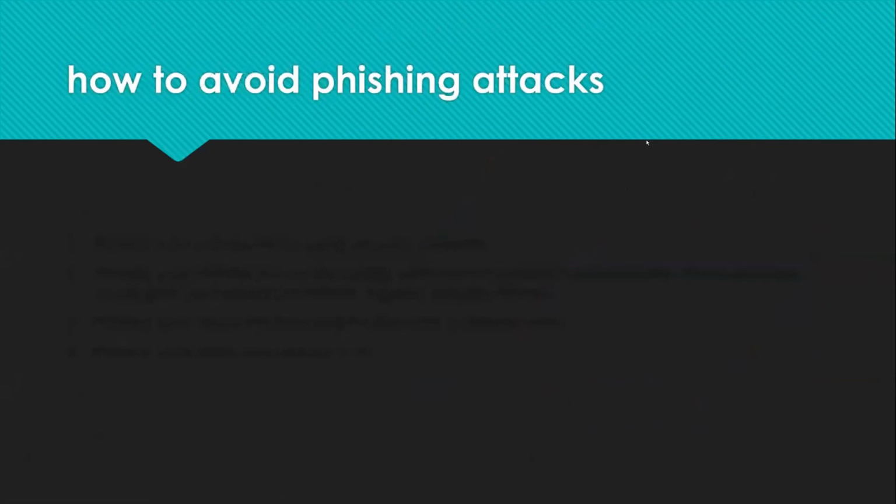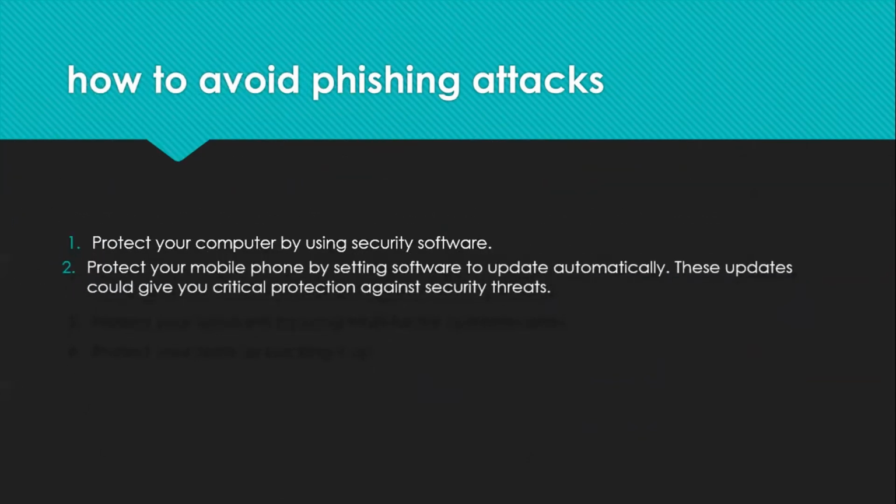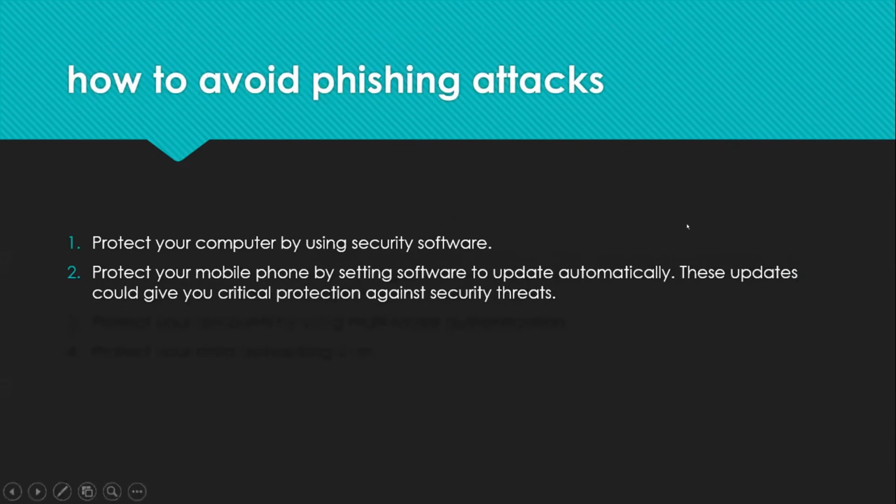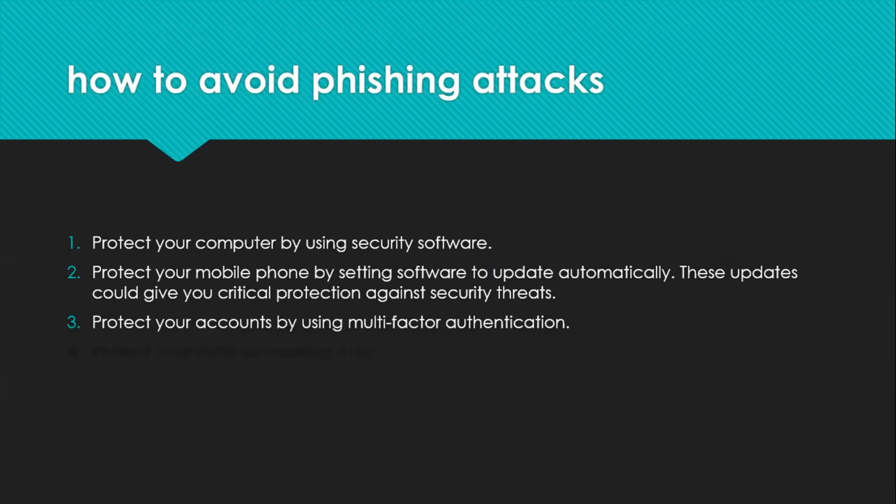How to avoid phishing attacks? First, you have to protect your computer by using security software. Protect your mobile phone by setting software to update automatically. These updates could give you critical protection against security threats. Protect your account by using multi-factor authentication, and protect your data by backing it up.